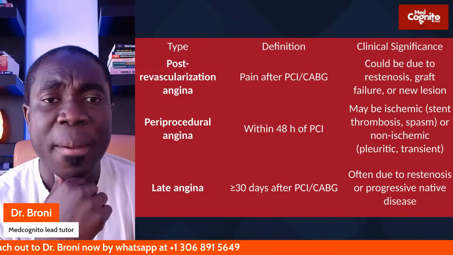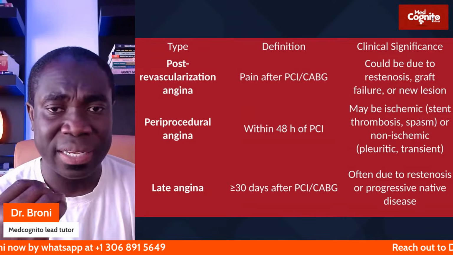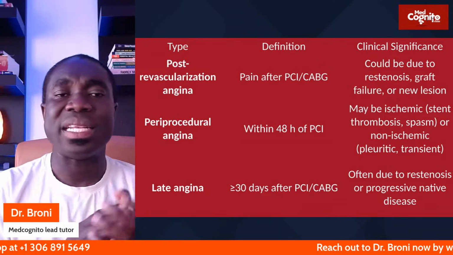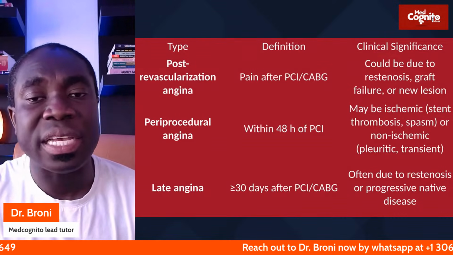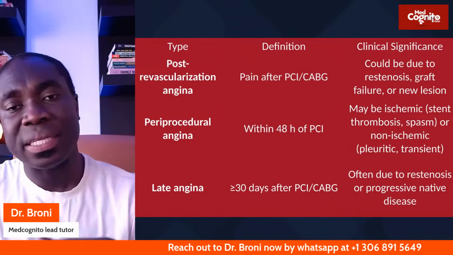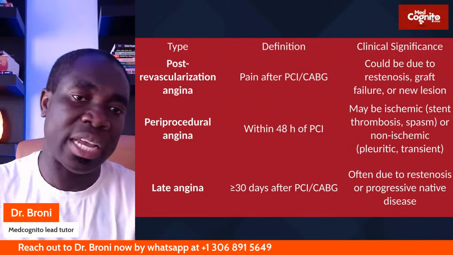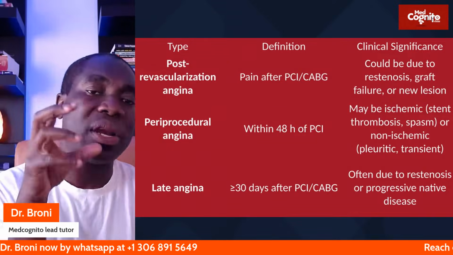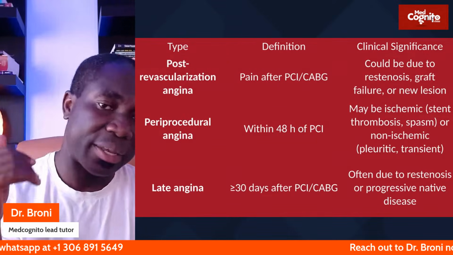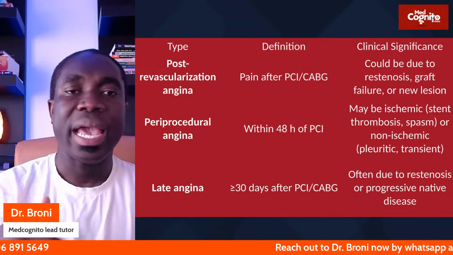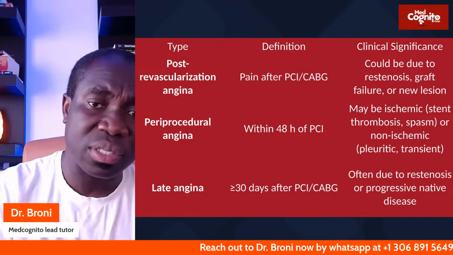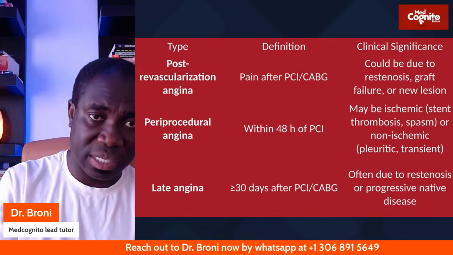And we also have periprocedural angina, which is when the patient has PCI, and within 48 hours of having the PCI, the patient is having chest pain. And then we have late angina, which is happening more than 30 days after PCI. It's often a result of restenosis or progressive native disease.